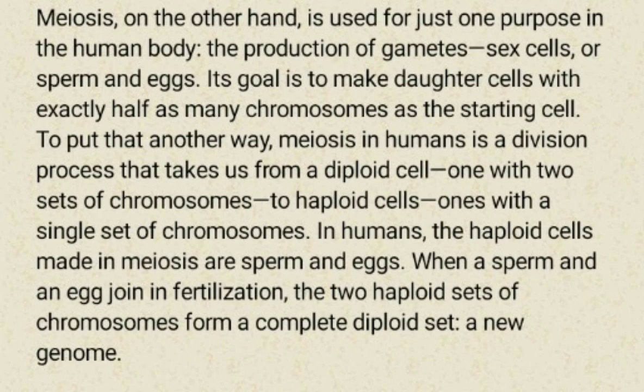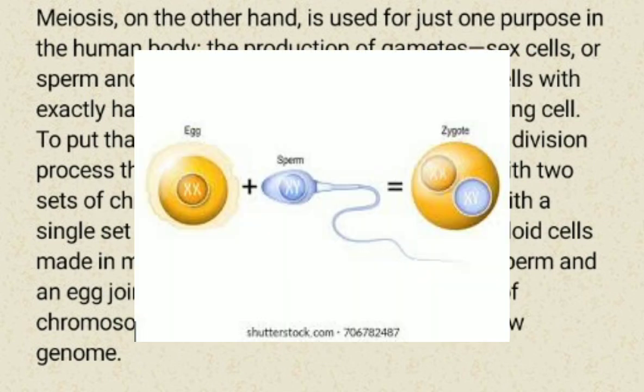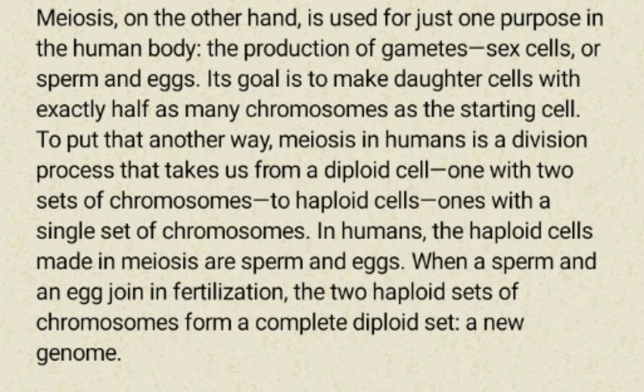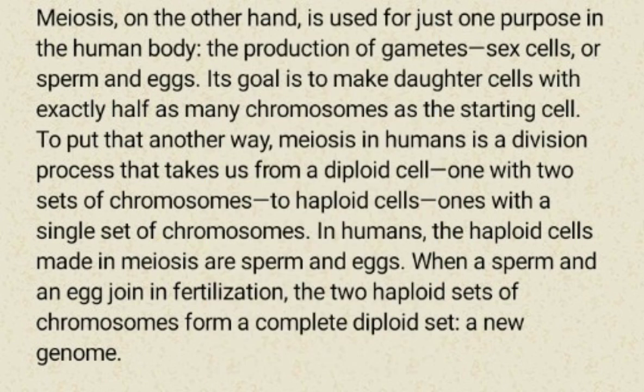Meiosis, on the other hand, is used for just one purpose in the human body: the production of gametes, sex cells or sperm and eggs. Its goal is to make daughter cells with exactly half as many chromosomes as the starting cell. To put that another way, meiosis in humans is a division process that takes us from a diploid cell, one with two sets of chromosomes, to haploid cells, ones with a single set of chromosomes. In humans, the haploid cells made in meiosis are sperm and eggs.